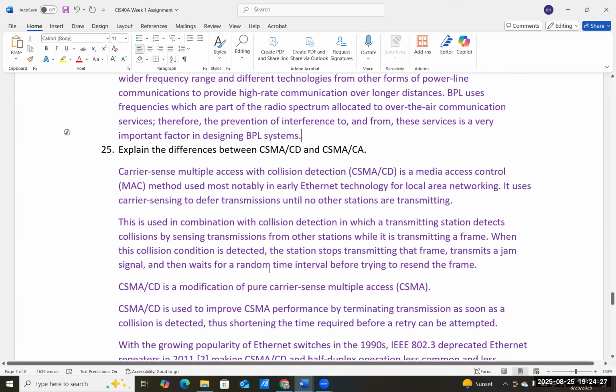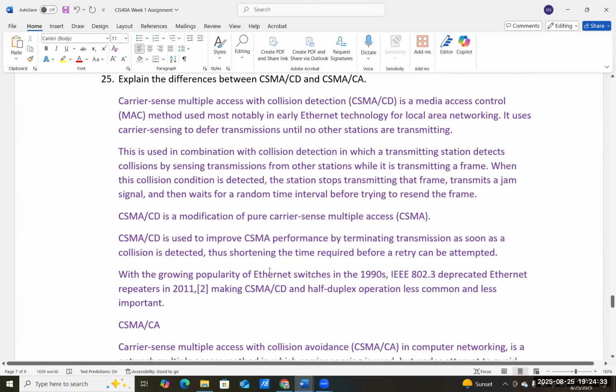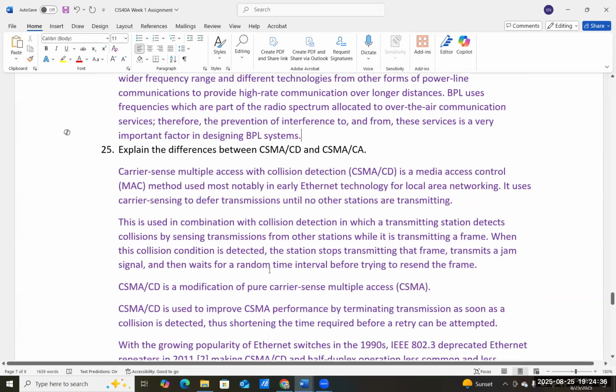And then the CD is used to improve performance, so just know that. It's going to retry or resend. If you go to this part of the notes, you will find all of this information. That's where I got it from, so you can summarize it if you want.